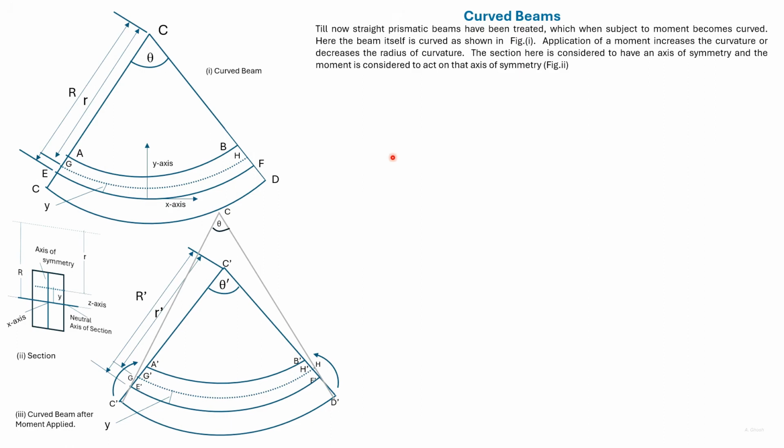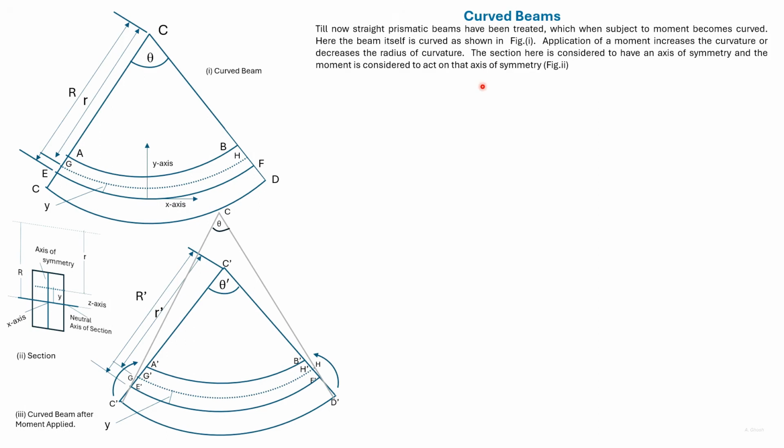With a straight beam, the beam became curved after moment was applied. This is a curved beam. We haven't applied any moment to it. With the application of moment, the curved beam will get more curved or less curved.